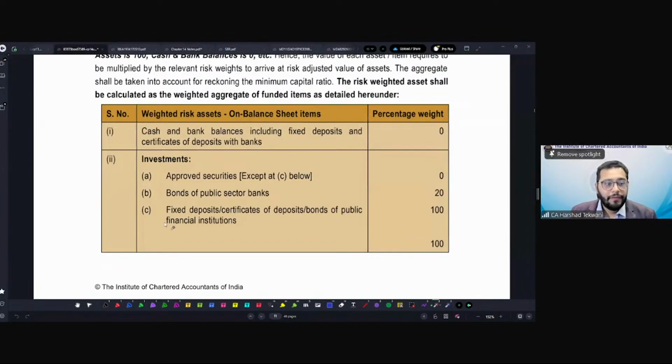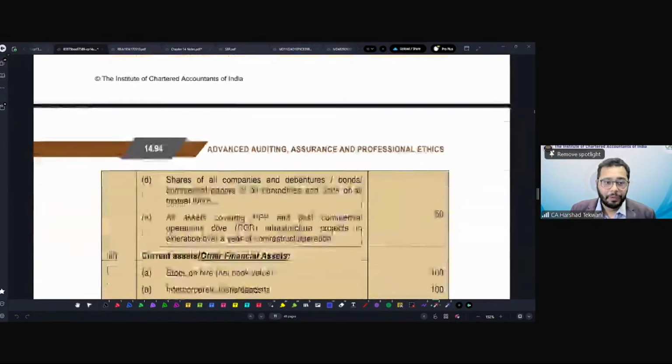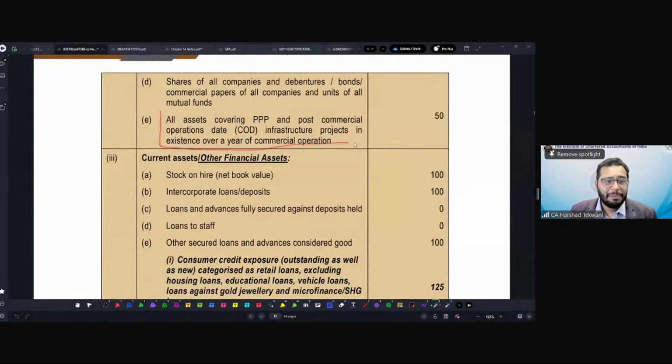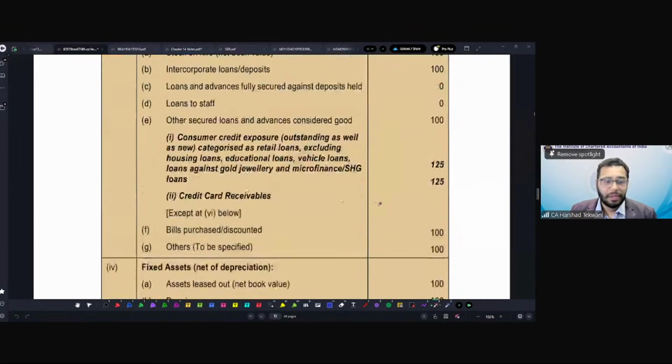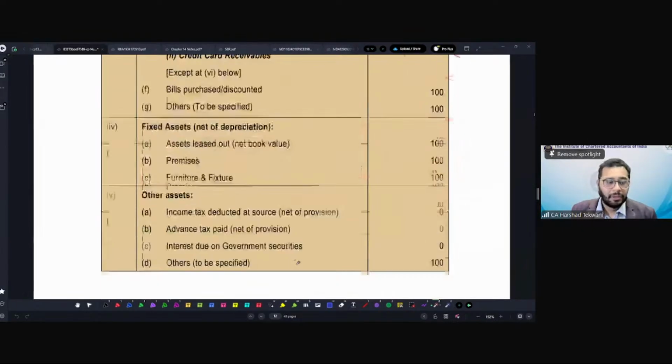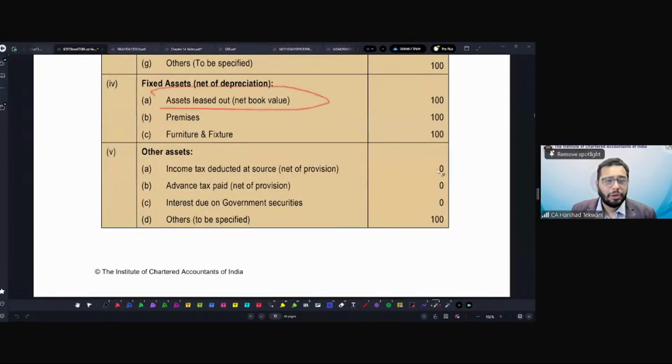For example, if you see here, bonds of public sector banks. The risk weight, or the percentage weight, assigned is 20%. You apply that weight percentage, 20%, and whatever final value comes, you take that value. Fixed deposits, the risk weight is 100%. Then all assets covering PPP and post commercial operation date COD infrastructure projects, 50%. Then consumer credit exposure, it's 125%. Then assets leased out, 100%. So you have to assign risk weights over there.